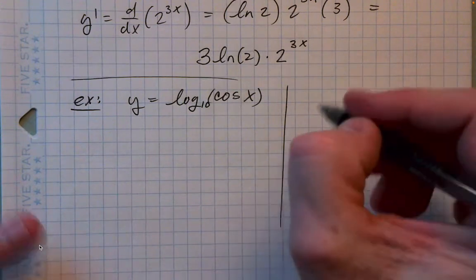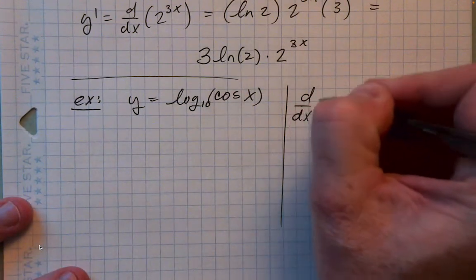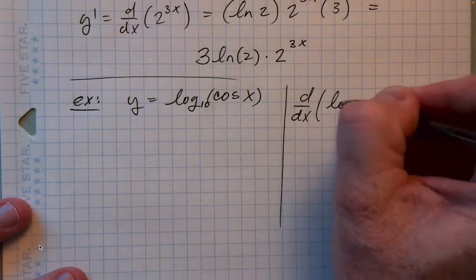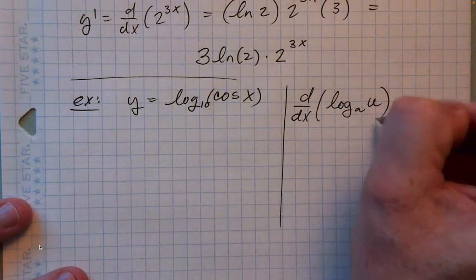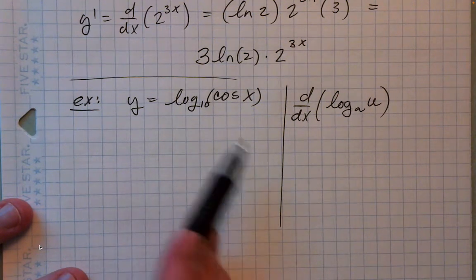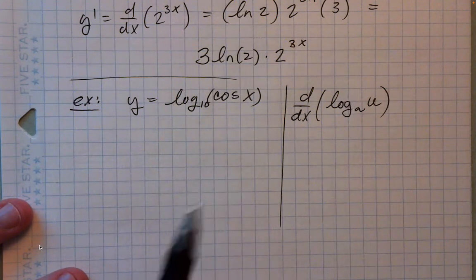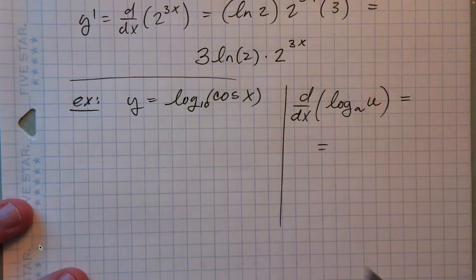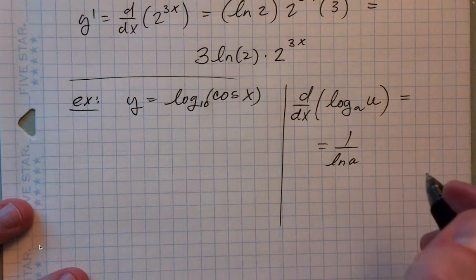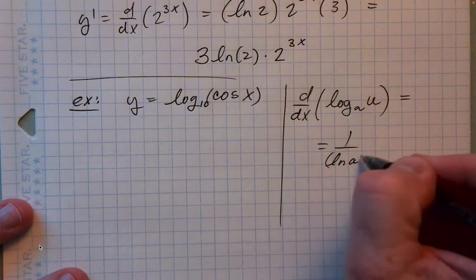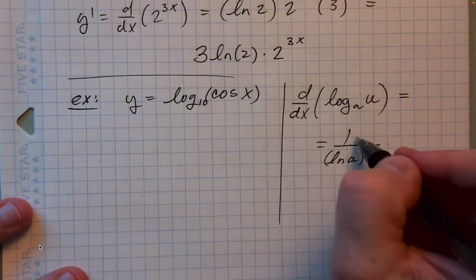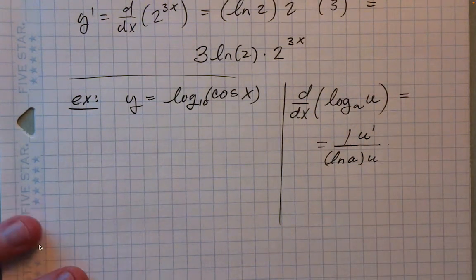Because this is complicated, let's just write down what we're looking for. The d dx of log base a of u is what we're dealing with here. In this case the u is the cosine of x, a is 10. And so we know that the derivative of this is supposed to look like this: 1 over ln of a times whatever u happens to be, and then u prime up top.